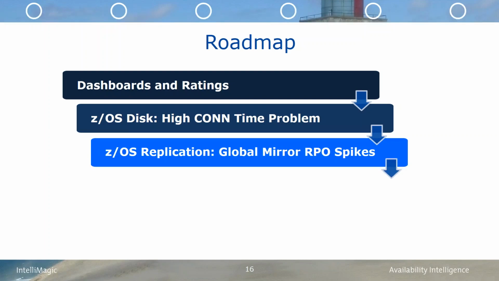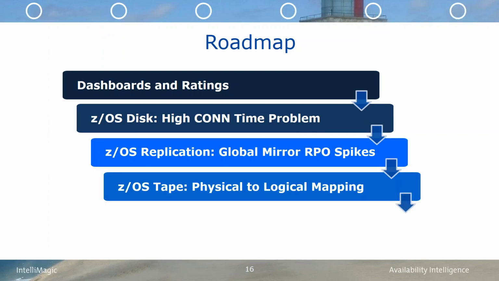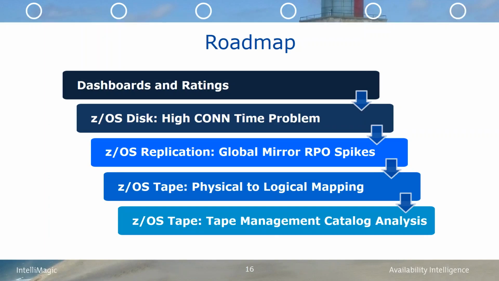Then I'll take you to some z/OS replication, looking at Global Mirror RPO spikes, and how we can use IntelliMagic Vision to diagnose and solve that problem. Then I'm going to turn it over to Dave, and he'll look at how you can use IntelliMagic Vision to understand the logical to physical mapping of z/OS tape libraries. And finally, we will apply IntelliMagic Vision to z/OS tape management catalog analysis.